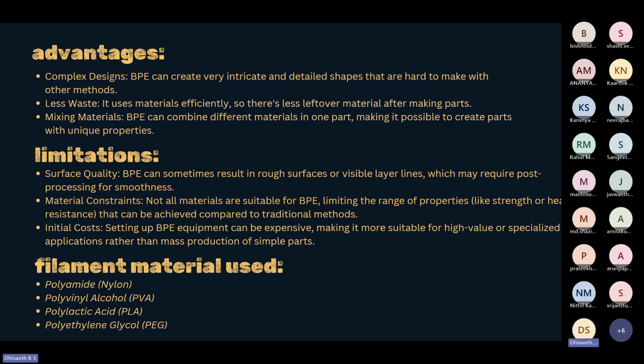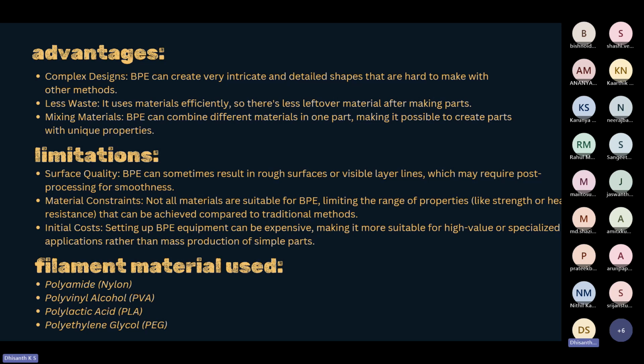Mixing materials. BPE can combine different materials in one part, making it possible to create parts with unique properties. As I told earlier, when you mix the metal with waxy polymers, you can mix it based on the properties you want. If you want a flexible model, you can add some flexible polymer, or if you want a rigid, high density final output, you can use a polymer based on that. So it offers a great advantage for gaining unique properties.